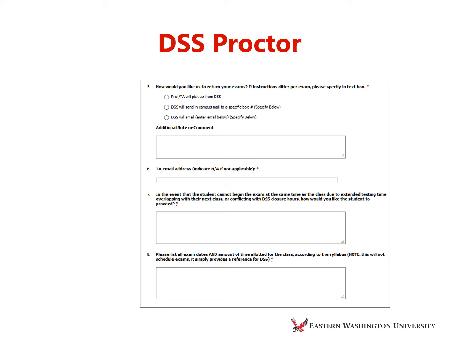Question 6 is contact information for a TA if you utilize one, or other designee that may contact us about the exam. Question 7 is to develop contingency for time conflicts. Some students may not be able to take the exam at the same time as the class due to their course schedules. And question 8 is a list of all exams and dates as per the syllabus. This helps us keep track and helps students with scheduling needs.